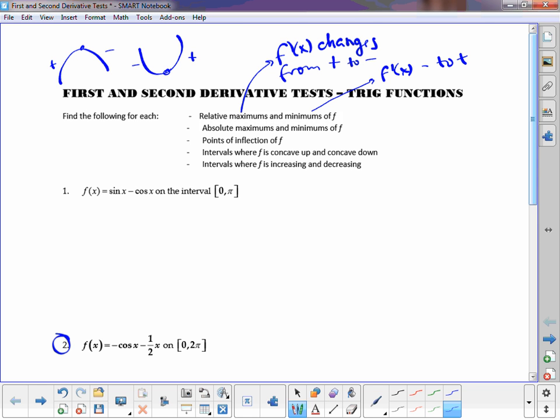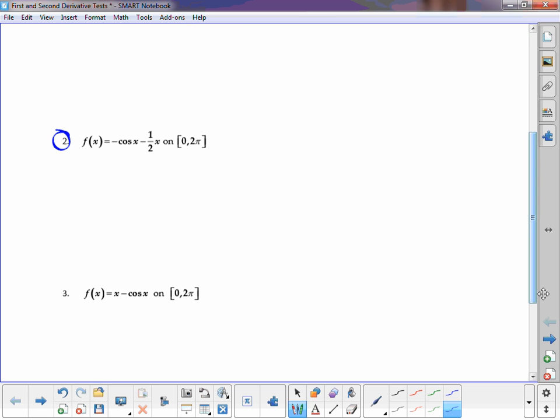Are we good with that? So that's what we have to look and see. Now, to find my potential maxes and mins, or my critical values, I just simply check to see when my derivative is 0 or when it's undefined. Then I need to check that on the number line to actually know when it changes signs. Alright, so let's go and do number 2 here with my relative max and mins.